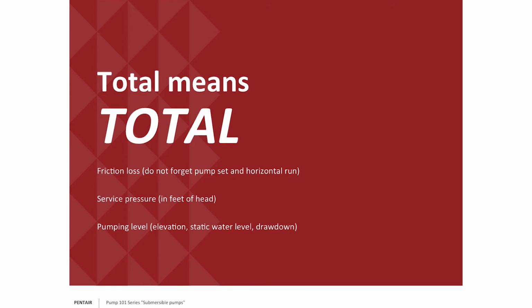Okay? Remember, total means total. When you say the words total dynamic head, we assume friction losses all the way from the horizontal to the drop pipe going down to the pump, service pressure converted into feet of head, and the pumping level, which is your elevation, your static water table, and more importantly, the drawdown expected.